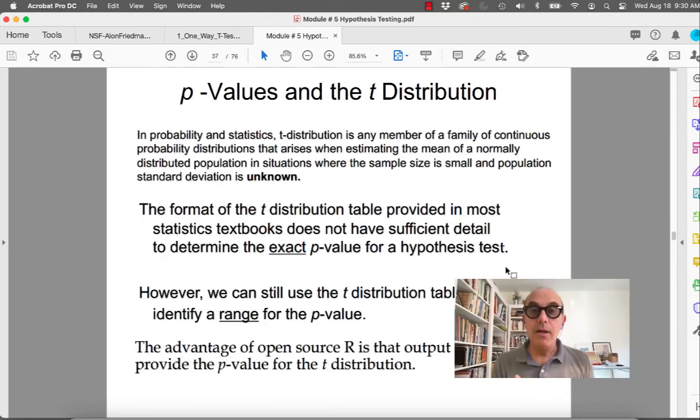So in the p-value and the t-distribution, in probability, the t-distribution is any member of a family of distributions that arises when estimating the mean of a normally distributed population where the sample size is small and the population standard deviation is unknown. The format of the t-distribution table is provided in most statistical textbooks. In our textbook we do not have that, but again we can take advantage of R with regard to the p-value and its distribution.